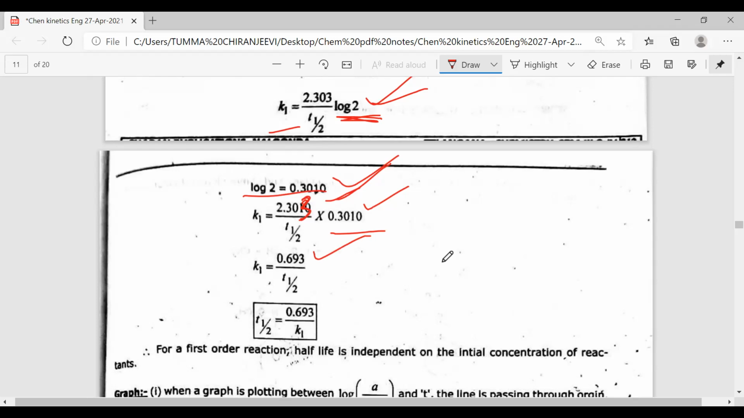See here, K is equal to 0.693 by t half. So write down the equation for t half, then you can get this type of equation. That is, t half is equal to 0.693 by K1.